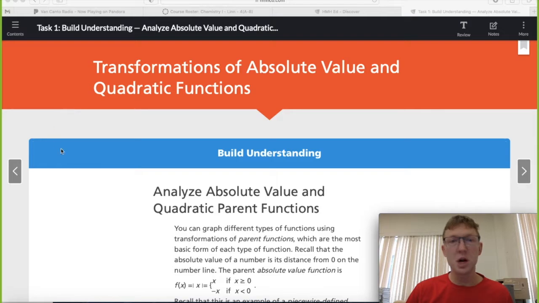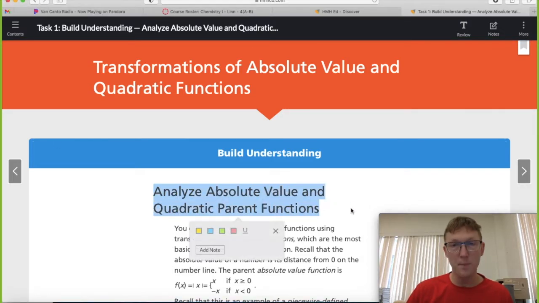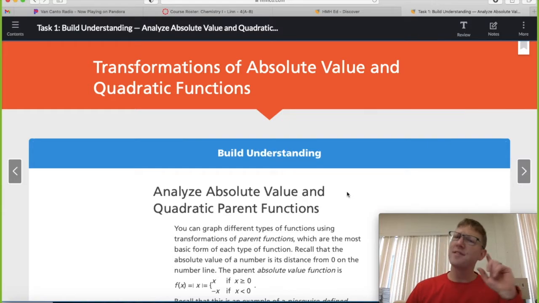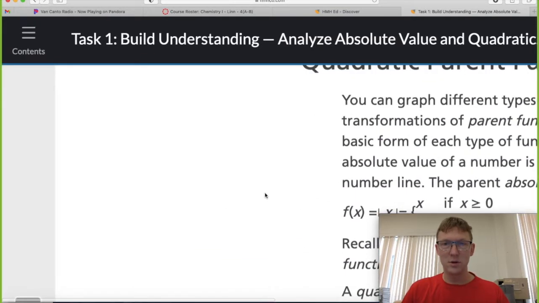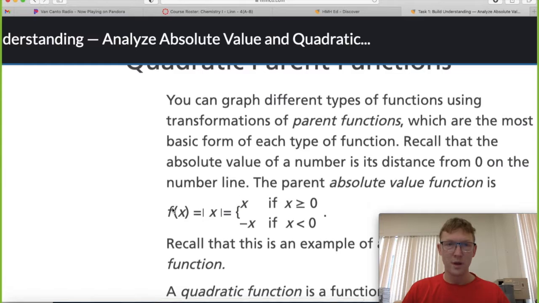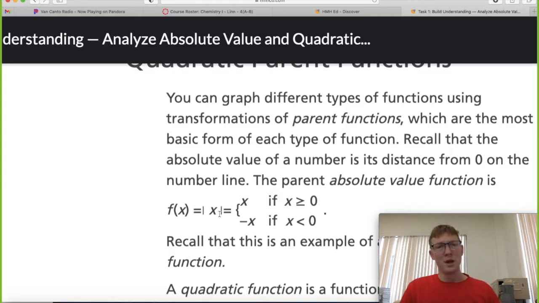We are going to start by analyzing absolute value and quadratic parent functions. As I'm sure you remember what an absolute value is. Here it is: we use the straight brackets to indicate absolute value, and it basically just drops the negative sign.